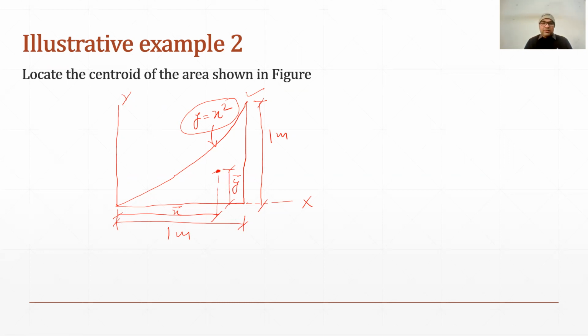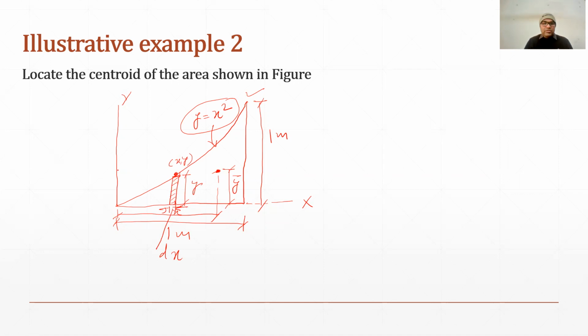So in our case, for example, if we choose the vertical strip, which will be cutting the curve at this point, with the coordinates of this point say x and y, and we are considering this as a rectangular strip, then the height of this strip will be y, and the thickness of this strip will be dx.